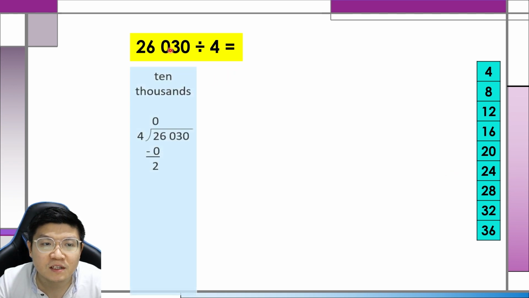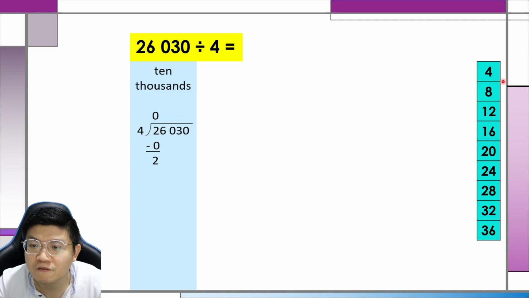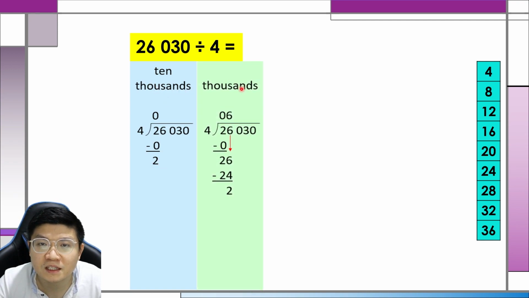First, we start from 2. So this 2 actually represents 10,000s. Now 2, when you want to divide it by 4, you refer to the table. Now 2 isn't enough for the first slot. The first slot is actually 4. You don't have enough. That's why I put 0. It means 4 times 0, I get 0. So after that, you minus, then left 2. Right? So next one, we move towards thousands.